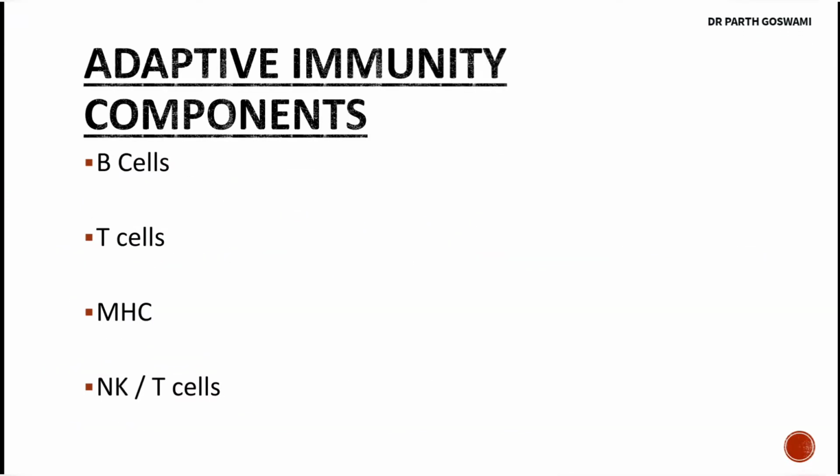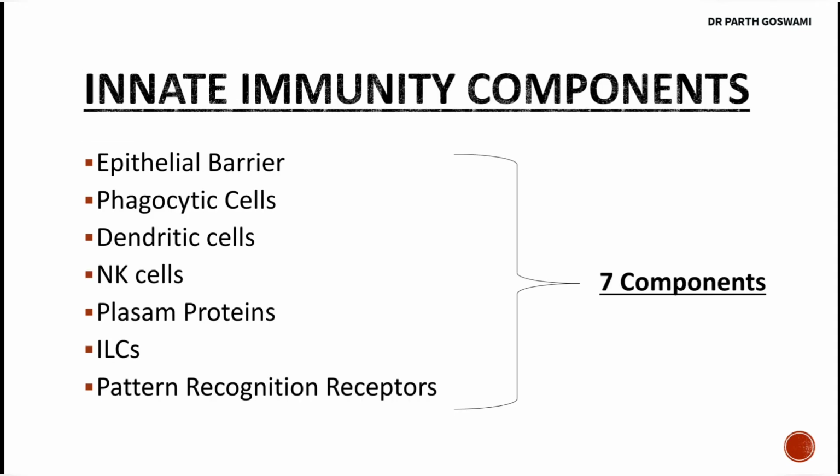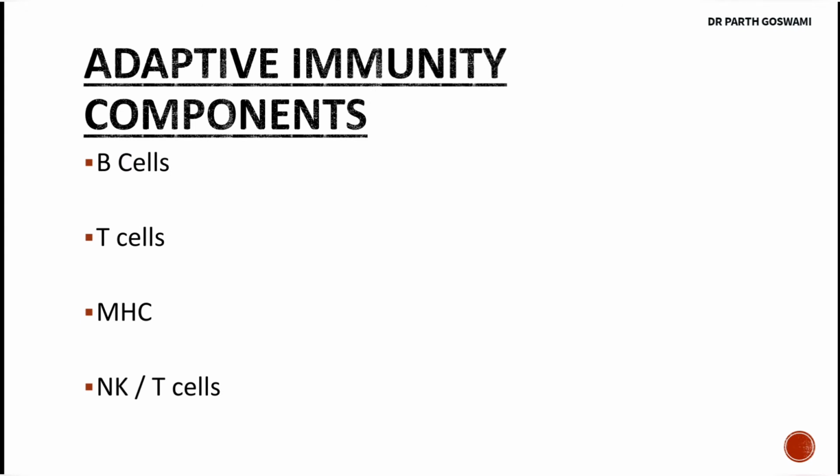Alright. Now, which are the components of adaptive immunity? We know very well that adaptive immunity is totally opposite to innate immunity. Adaptive immunity is highly specific and needs an antigen exposure to come into action. It is acquired later in life after birth. It is not present since birth. Innate immunity is present since birth while adaptive is after birth.